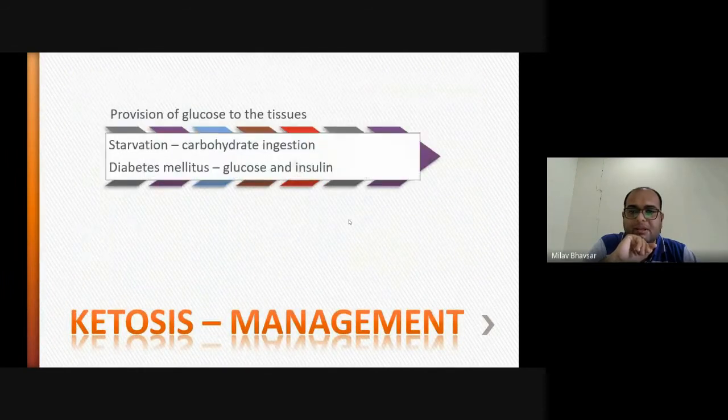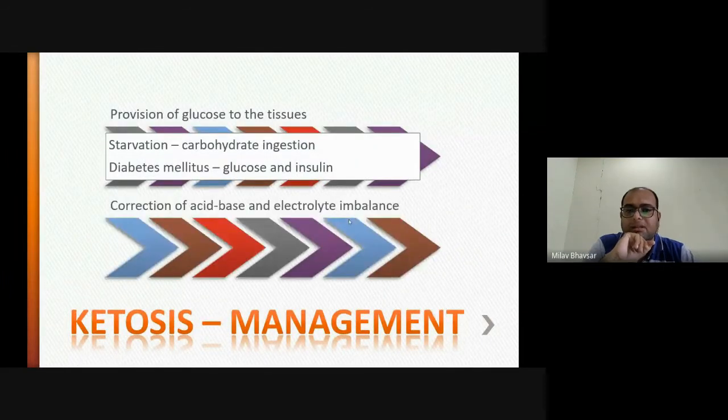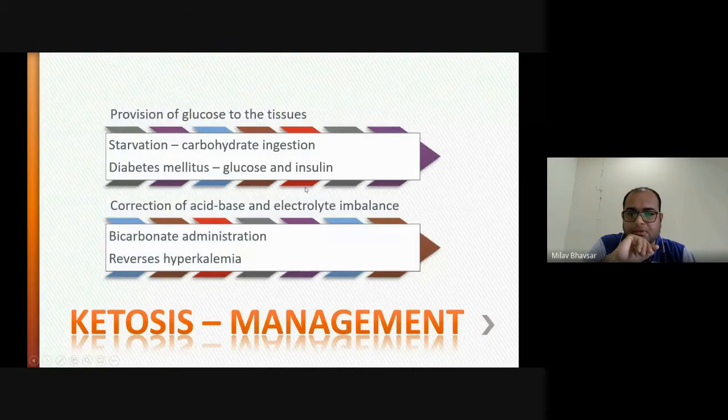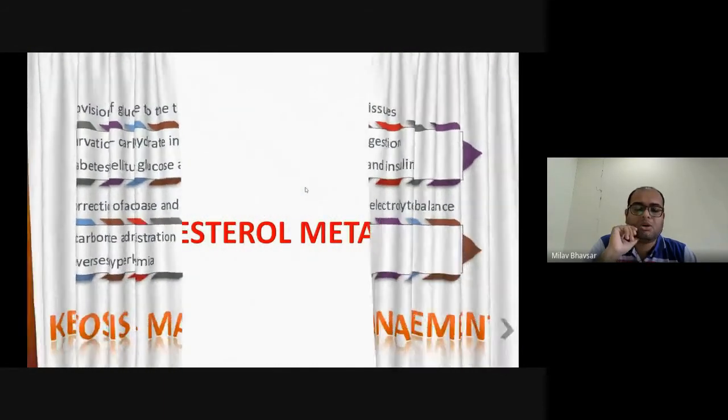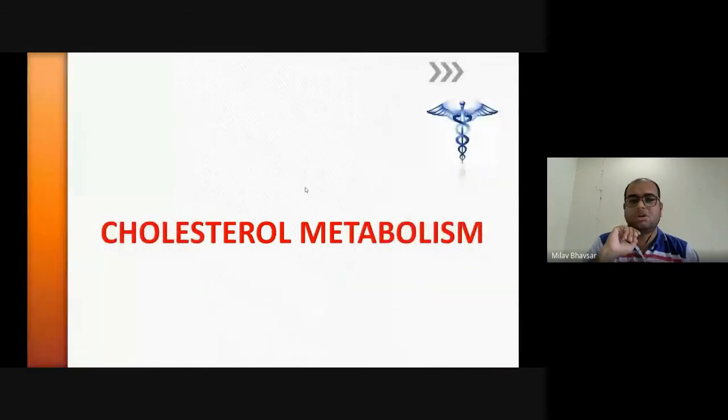So how do we manage the cases? Provide carbohydrate injection. If there is diabetes mellitus, provide glucose or insulin. Now coming to cholesterol metabolism, then there will be lipoprotein metabolism.